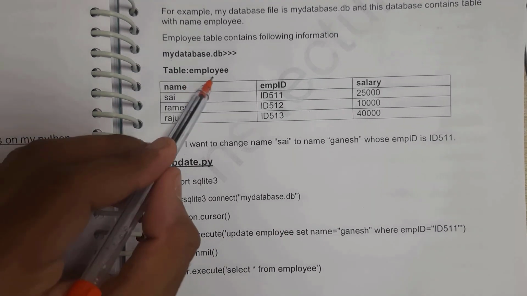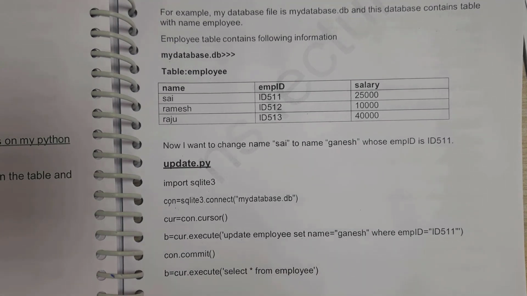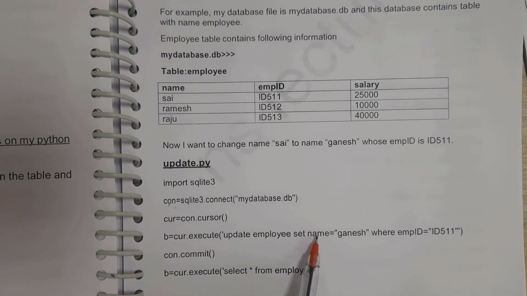My table name is employee. So write here employee and next use here set. I already said the syntax, that is update table name set. Here you need to give the values which you want to change. I want to change the name Sai to Ganesh.